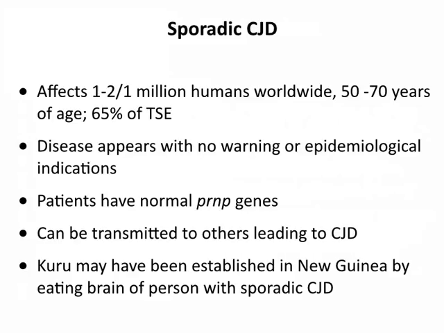No warning, no epidemiological indications. You haven't eaten a contaminated cow. You haven't had a procedure that's given you any contamination. You have a normal PRNP gene. You can transmit this to others if, say, early on in the incubation you donate blood. There are prions in there. Not easy for us to detect them. We don't screen the blood supply for prions, and you can transmit the infection to others. So even though it arose spontaneously, the protein is still transmissible. And we think, as I said, that kuru is probably established by eating the brain of that first person with sporadic CJD many years ago, and then it just got passed on by infection.